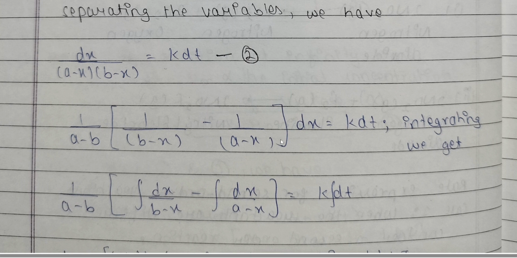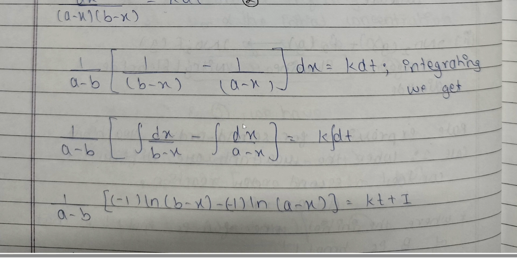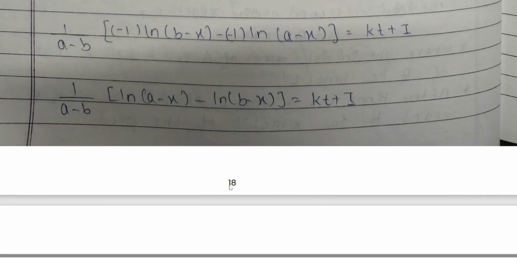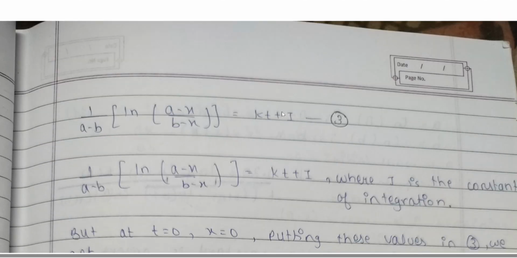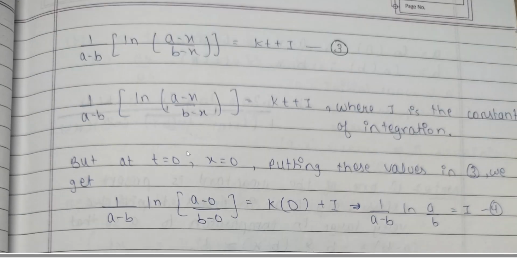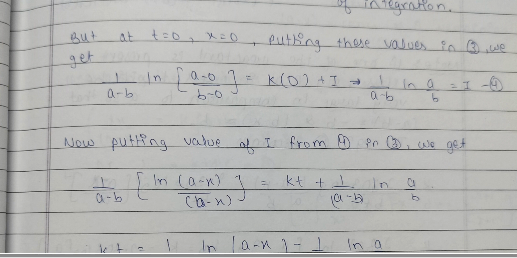Integrating, when we integrate, it comes down to 1 upon a minus b, bracket, log natural a minus x minus log natural b minus x is equal to Kt plus I. From the log formula we can write it in this way, where I is the constant of integration. We put t is equal to 0 and x is equal to 0, and then we get the value of I as equal to 1 by a minus b log natural a by b. Then we put this value into equation 3.